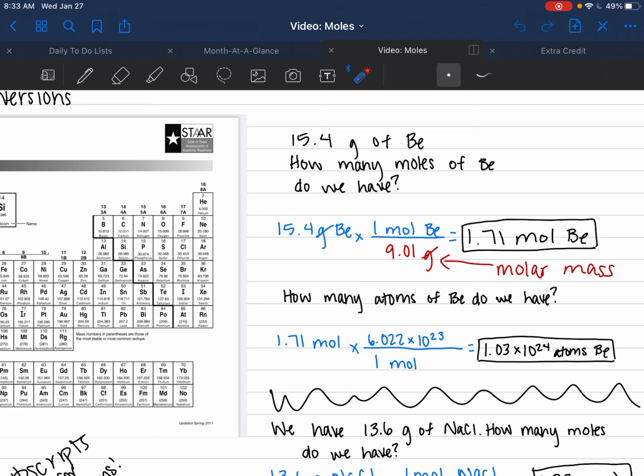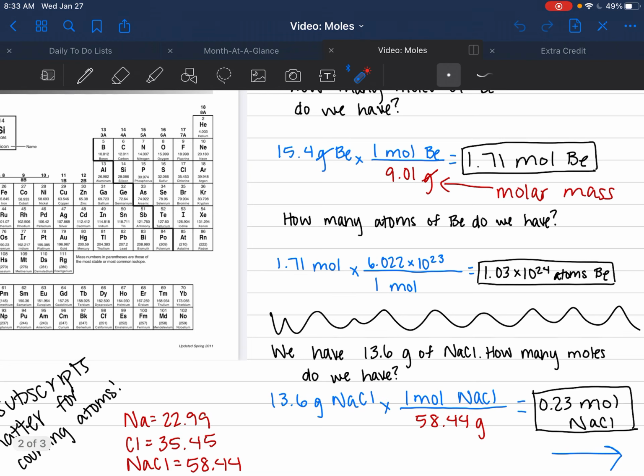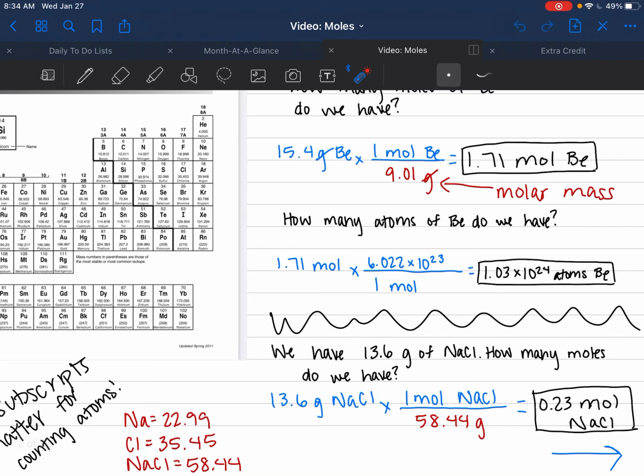Remember we said that Avogadro's number is how many atoms or molecules or particles of something you have in 1 mole. So in 1.71 moles, which was what we got from the previous question, times that 6.022 times 10 to the 23 per mole. So we get that we have 1.03 times 10 to the 24 atoms of beryllium. So that's why this mole is very important, because this is a huge number, where we can instead just say we have 1.71 moles. We can apply the same logic when we're talking about compounds.